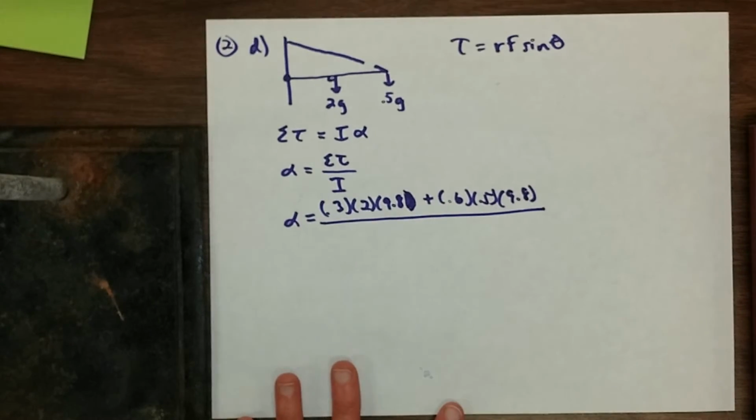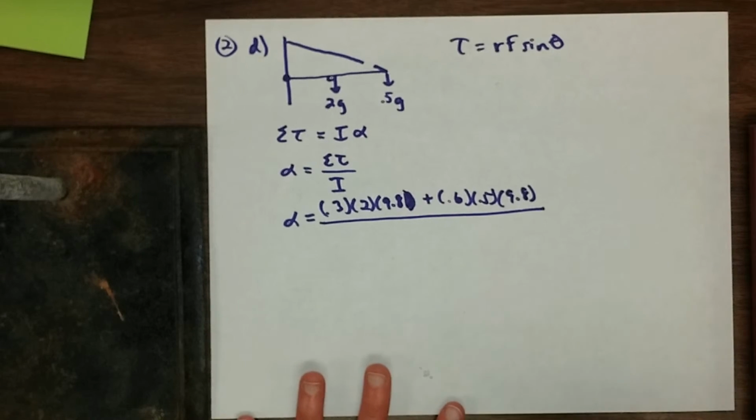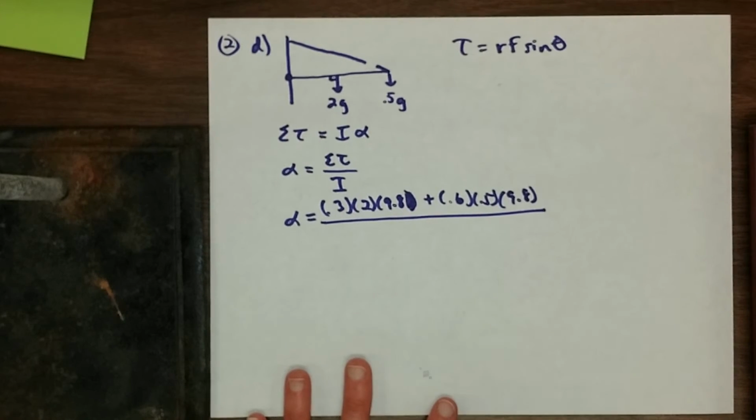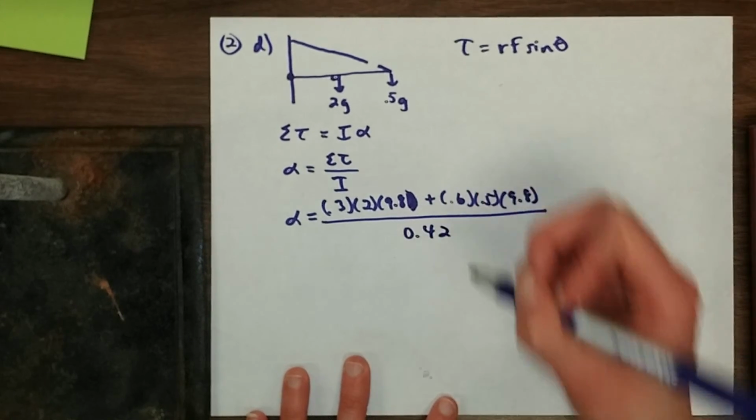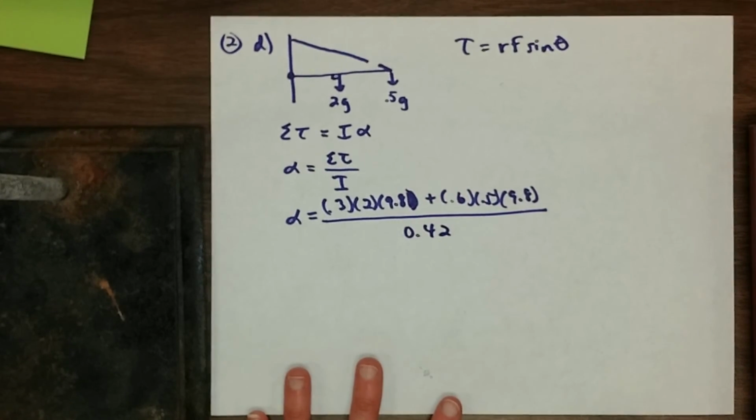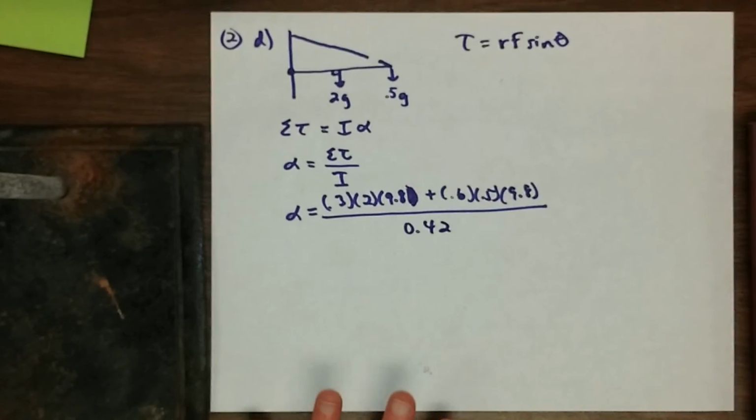And then we just found in part C that the total rotational inertia of the rod and the block together is 0.42. So we just divide by the rotational inertia. That will give us the angular acceleration.